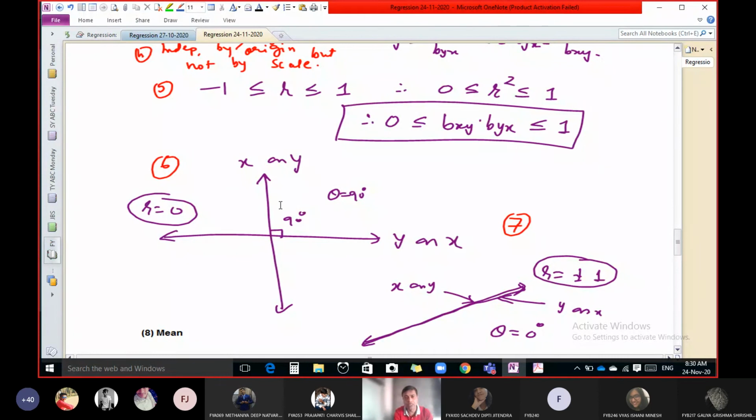Okay, now see, previously we discussed that if r equal to plus or minus 1, then two regression lines are perpendicular. That is wrong. If r equal to plus or minus 1, then two regression lines are coincide. And if r equal to 0, then two regression lines are perpendicular to each other. I am sorry for that.